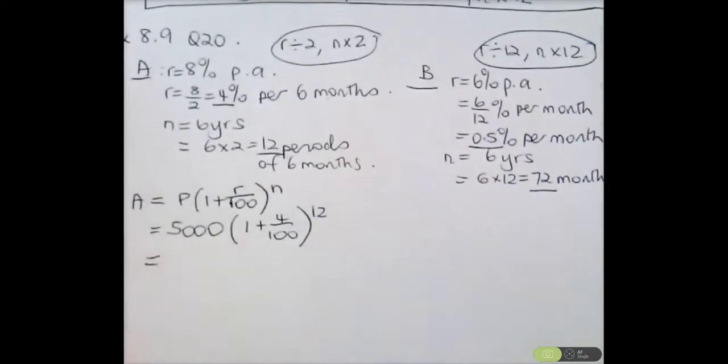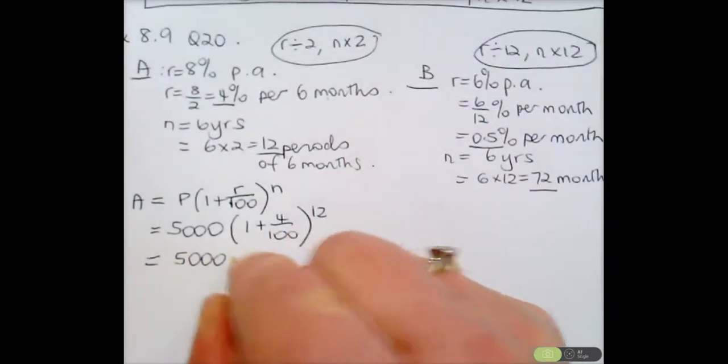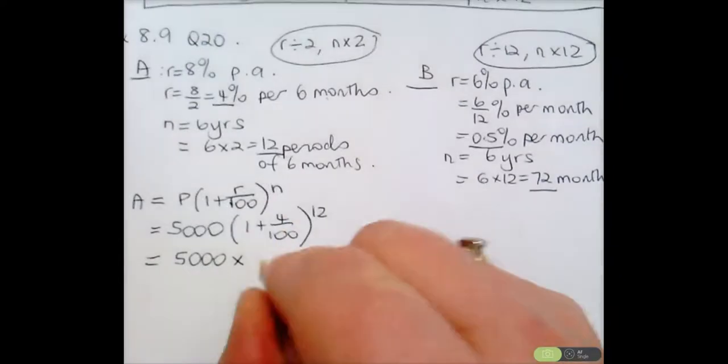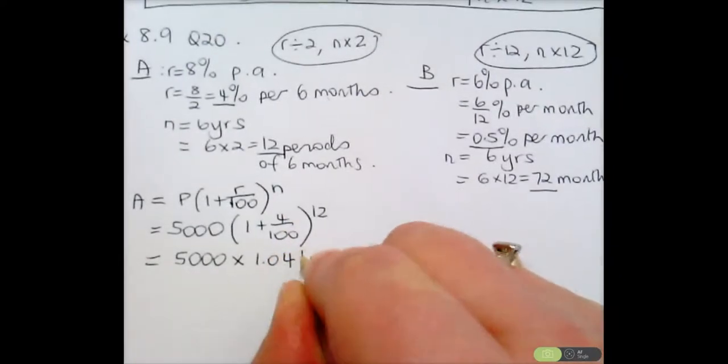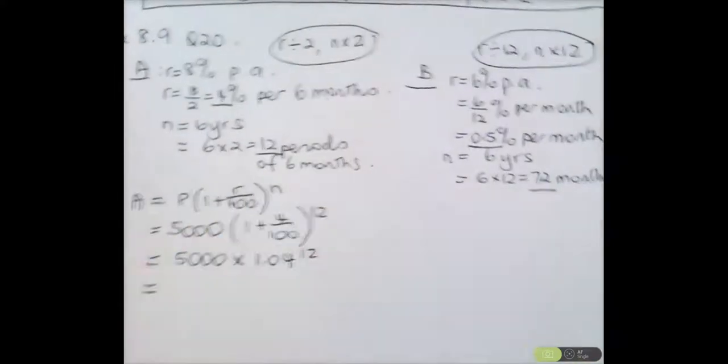So girls, you actually don't need to use your bracket for your calculator, because what I like to do, I just go 5,000 times. 4 over 100 is 0.04. It's times 1.04 to the 12, and then you don't need to go and put fractions in. Yeah. All right? And then you can just do that one.